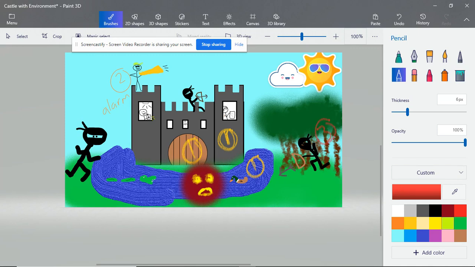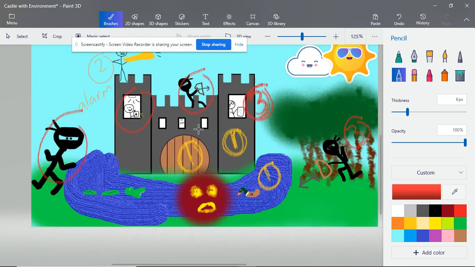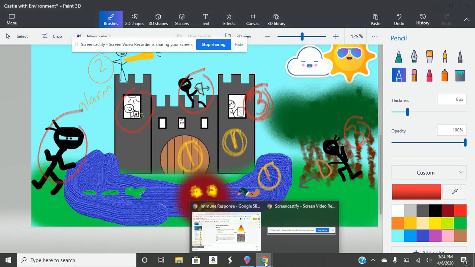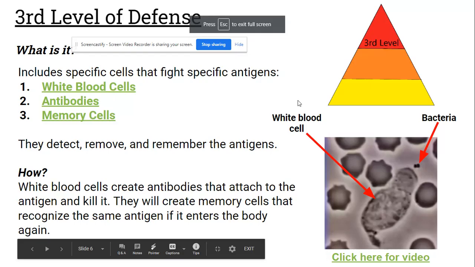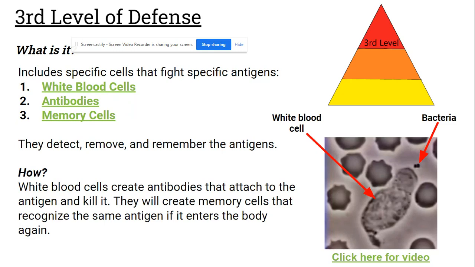So we have our ninjas, this guy, we have that guy, we have this guy. These are all part of our third level of defense there. So what does that look like in our body? Well, it includes specific cells that are fighting the specific antigens. So white blood cells, antibodies, and memory cells. These are the cells that are detecting, removing, and remembering the antigens.